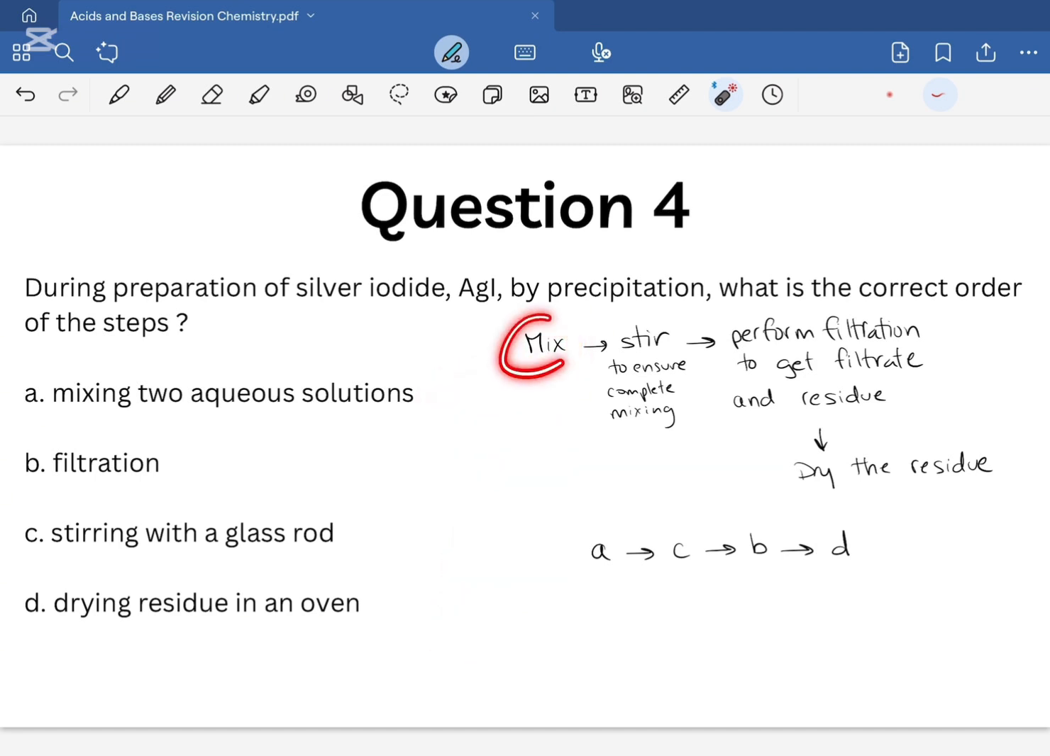So the first step will be mixing. Then we need to stir to ensure the complete mixing is done. Then we need to perform filtration to get the filtrate, and the residue will be the AgI. And after getting the residue, we need to dry this residue to let the water evaporate. So the correct ordering of the steps is mixing, stirring, then filtration, and then drying the residue in an oven.